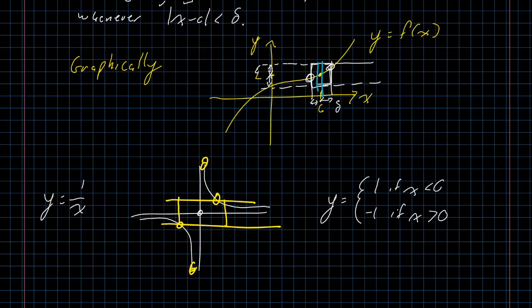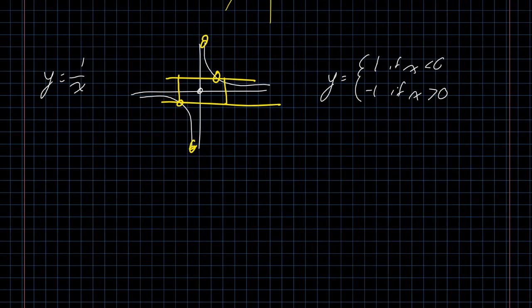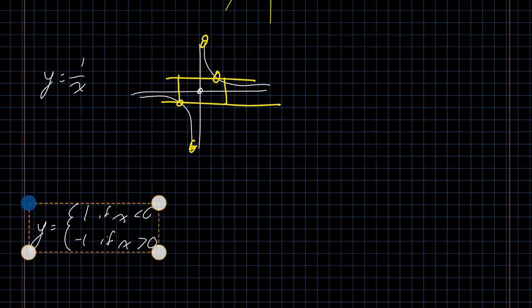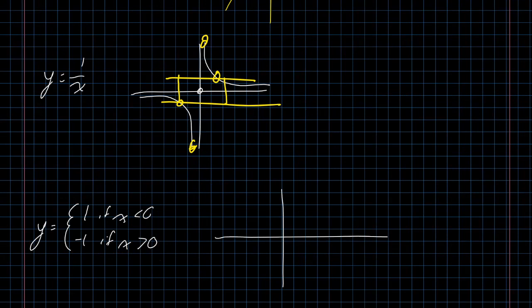Piecewise defined functions are another place that we can run into some trouble with continuity. Here I have a relatively simple one. Y is equal to 1 if x is less than 0, and y is equal to negative 1 if x is greater than 0. So that's a graph that looks something like that. And at x equals 0, no matter how wide I draw this, I'm going to run into trouble.